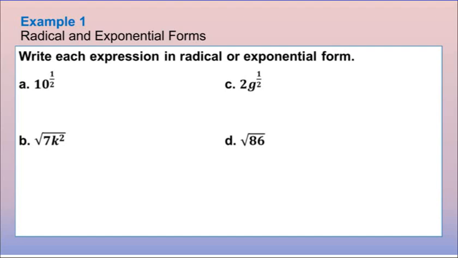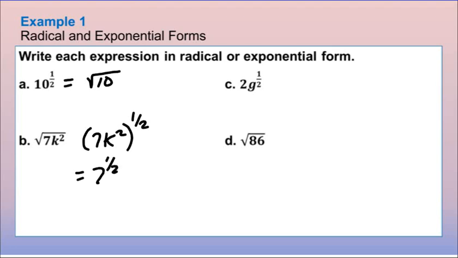So right now we have this as exponential form. So I can rewrite this in radical form as the square root of 10. Letter B is in radical form. To put it in exponential form, I have 7k squared, and I need to raise this to the 1/2 power. But I can simplify this a little bit further. So this would be 7 to the 1/2 power k, because I raise a power to a power, I multiply the exponents, and I would get k to the 1st power. So remember, in a previous lesson, your answer is not simplified until you don't have any powers raised to a power left over.